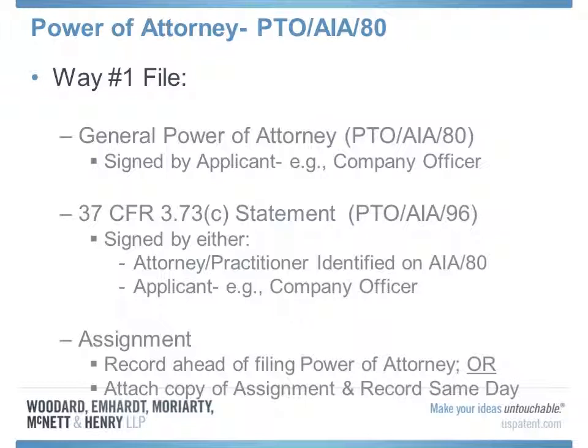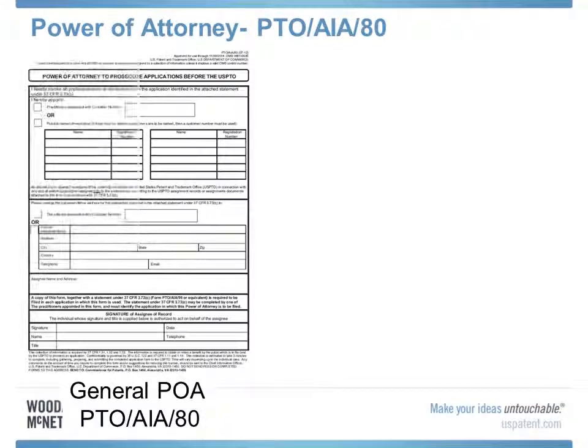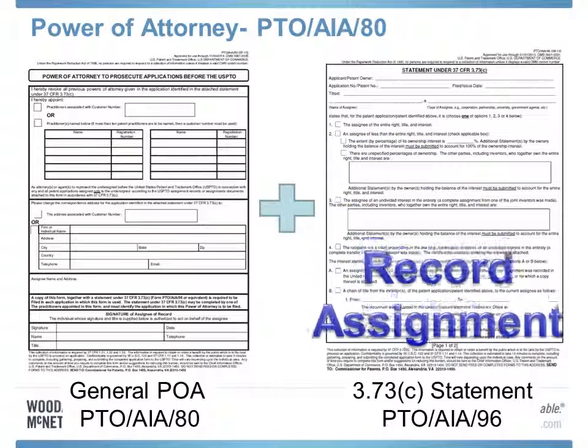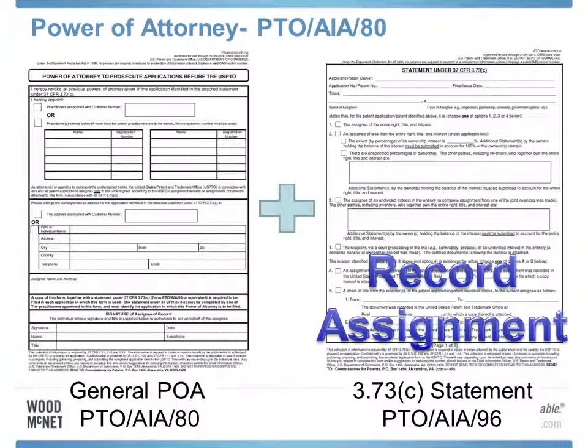With this, you have to record the assignment at the same time. All right, let's go do an example here. Again, you have your general power of attorney form, and you file your SB96 or 373C statement, and you have to record the assignment. Now, technically, if you're filing with the application, you can attach a copy of the assignment with it, and just say it's attached here too, and then record the assignment. My practice is I just go ahead and record the assignment and then file the power of attorney form, just because it's less paperwork and you're going to have to do it anyway.